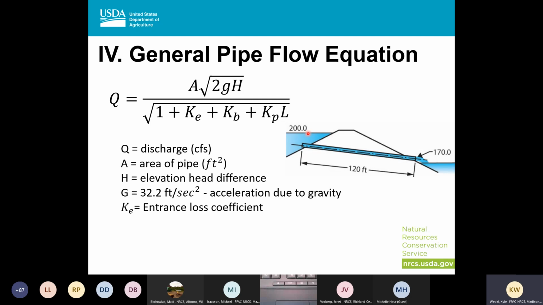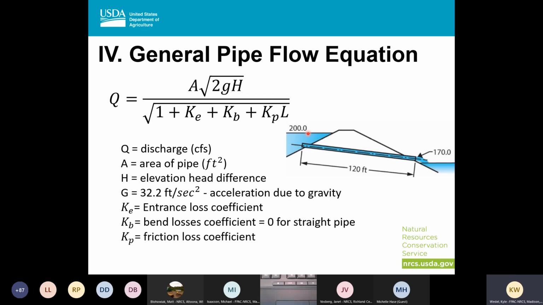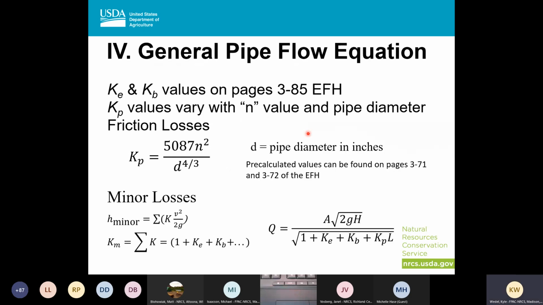KE is going to be your entrance loss coefficient. KB is going to be your bend loss coefficient. So if you have a straight pipe, it's going to be 0. KP is your friction loss, and L is your length of pipe. So KE and KP values can be found on page 385 of the Engineering Field Handbook. And I'll have those tables in the next couple of slides.